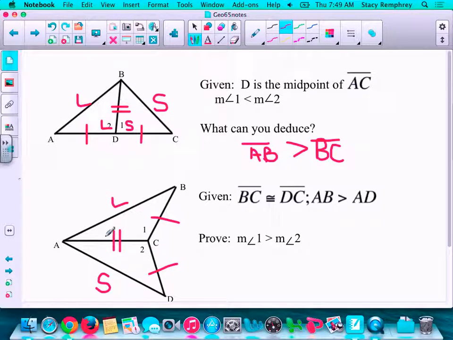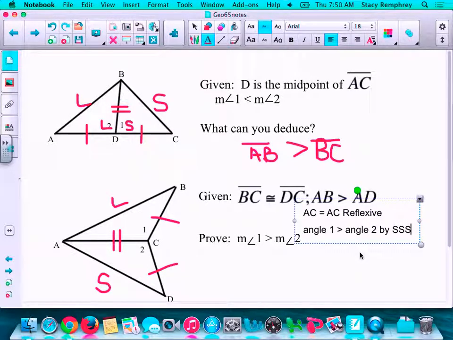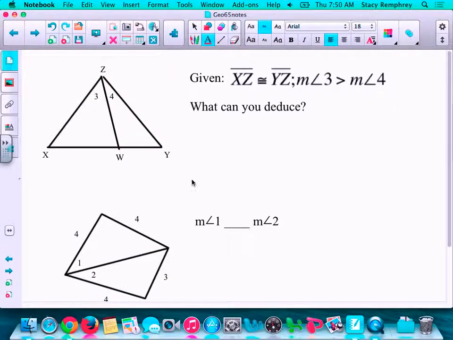So you would prove the side, you would say this step, AC, AC by reflexive. Okay, it's hard for me to type those in. Let me see if I can do it. So you would write AC equals AC by reflexive. And then you would have what you're trying to prove, because you have your two congruent sides, that angle 1 is greater than angle 2 by SSS inequality. And you would have your given. I left that out. So it's SSS, it's all based on what you're given.